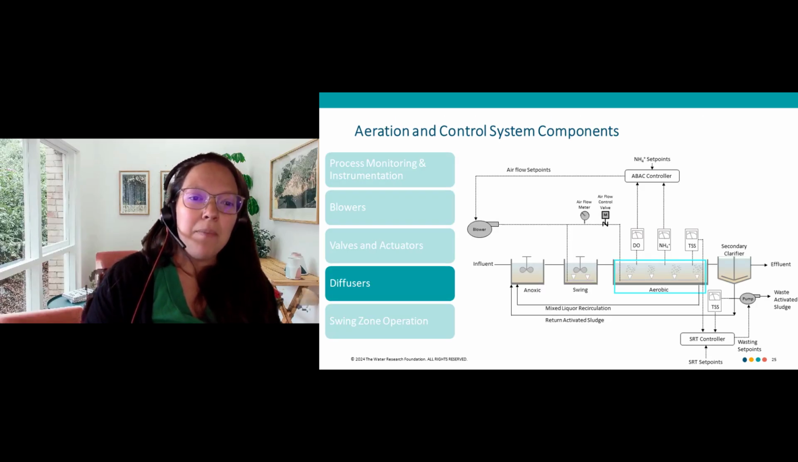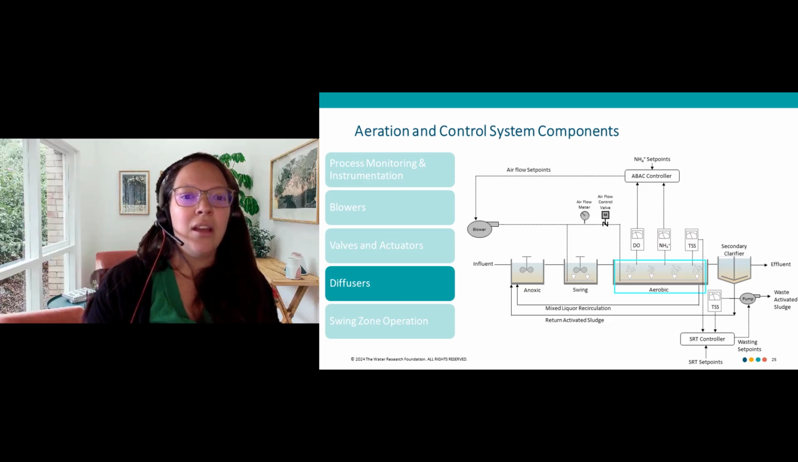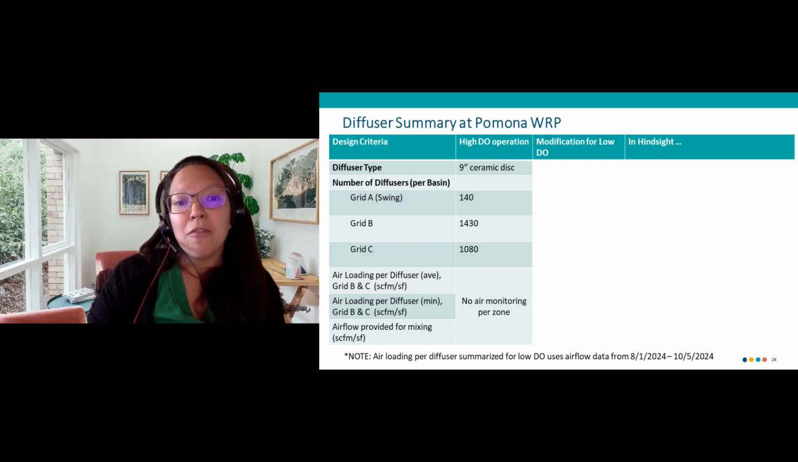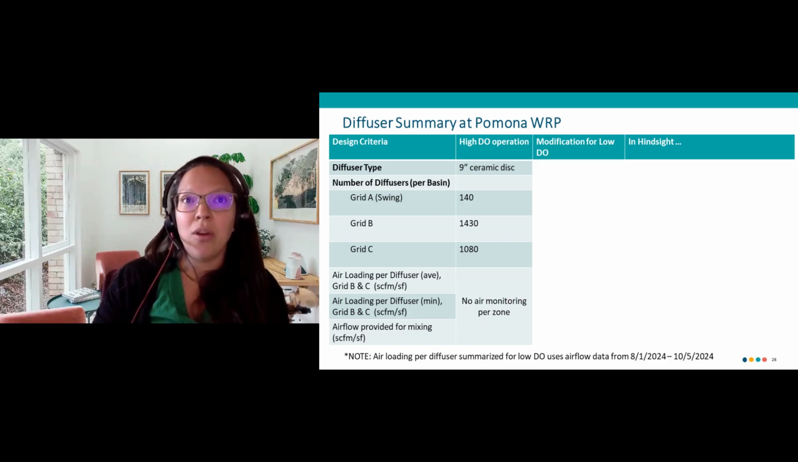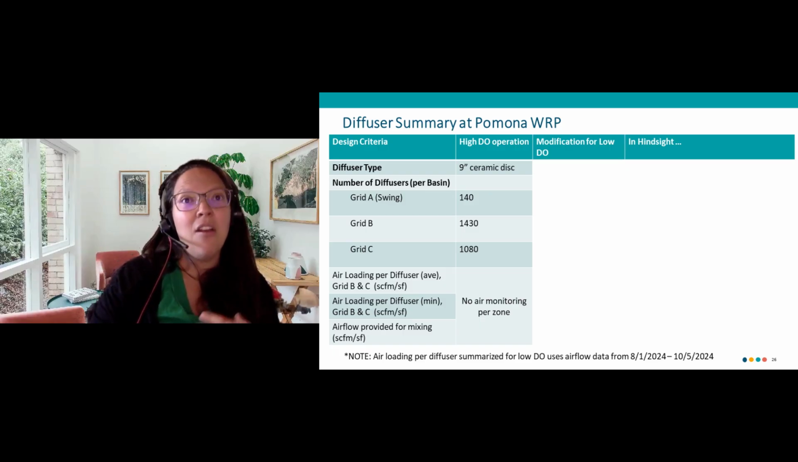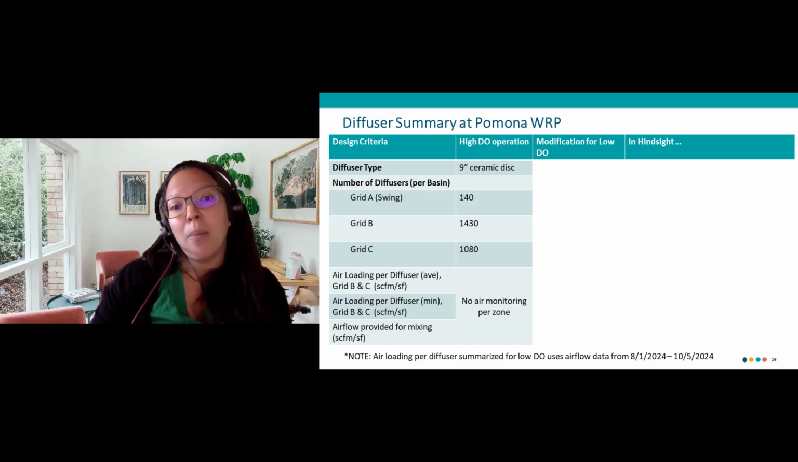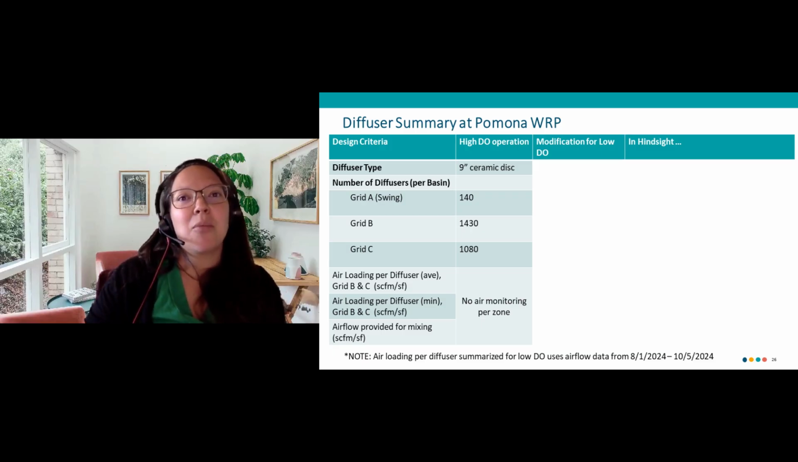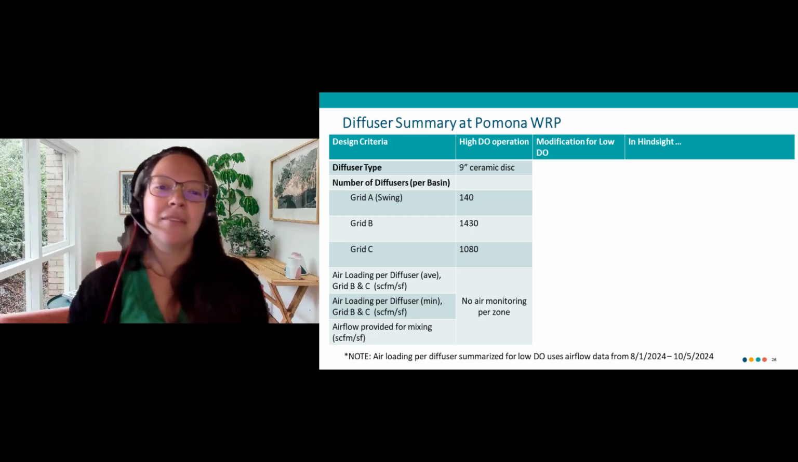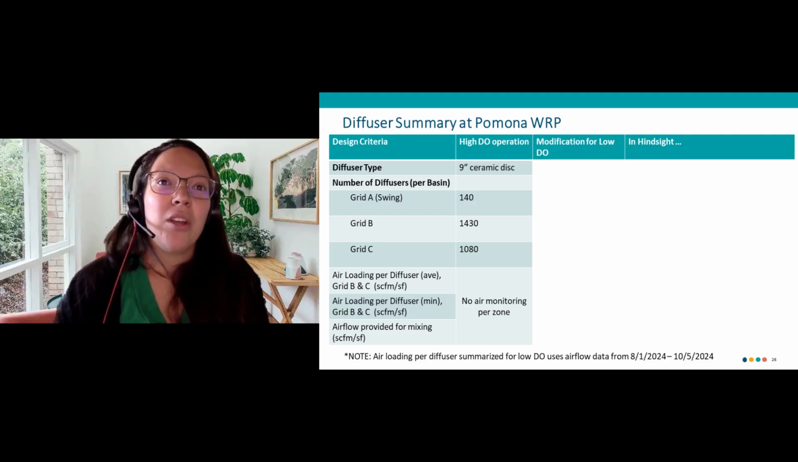All right, next up, diffusers. Here we summarize diffuser information at Pomona from diffuser type, diffuser counts per zone, air loading per diffuser at average and minimum conditions, and airflow provided for mixing for the Pomona site at their high DO operation, modifications for low DO, and a column at the very right-hand side that summarizes what we would have done in hindsight now that we're at low DO conditions.